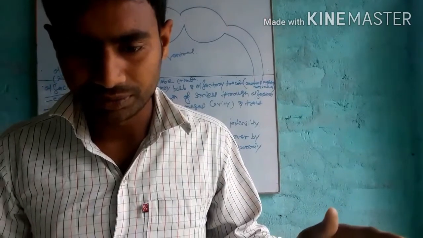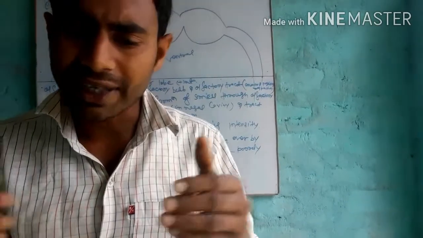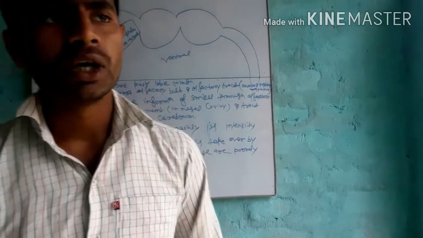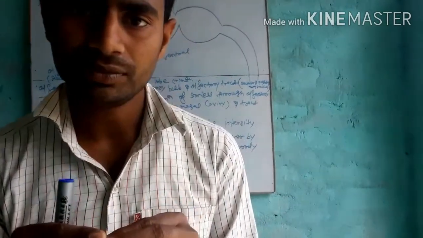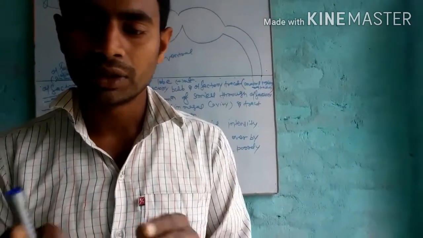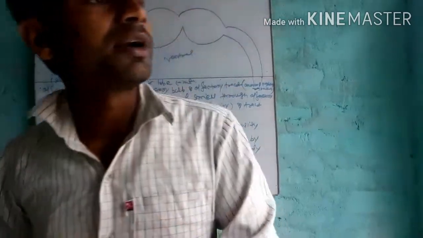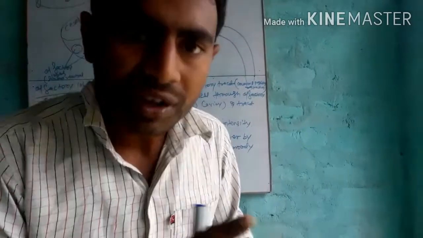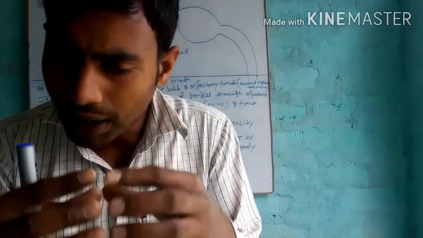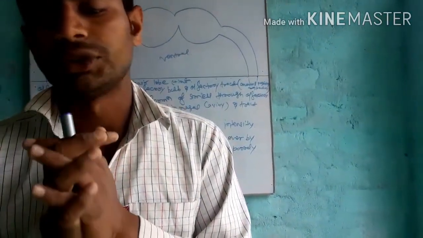The hemispheres are connected by a tract of nerve fibers called the corpus callosum. The cerebrum is divided into two parts, the left cerebral hemisphere and the right cerebral hemisphere, and both are connected to each other by a tract of nerve fibers called the corpus callosum.